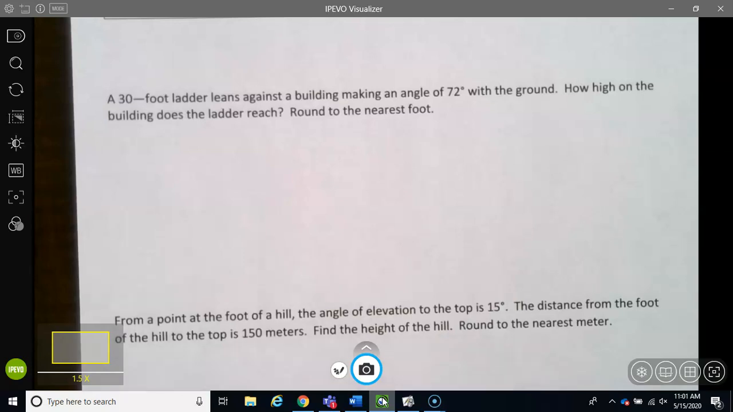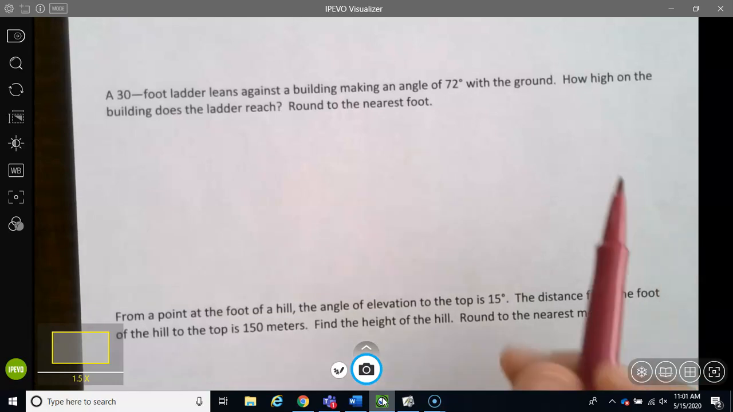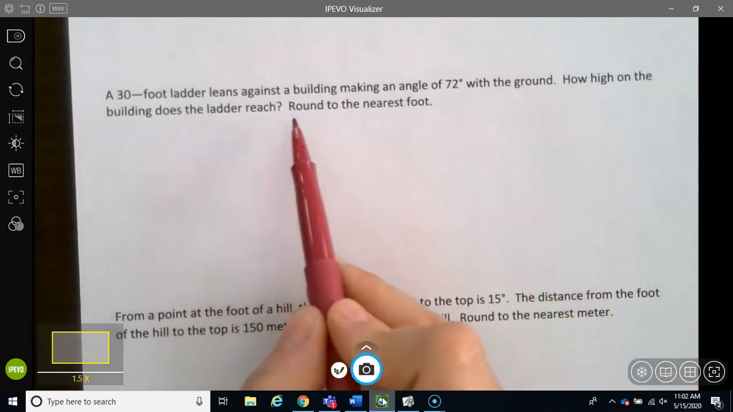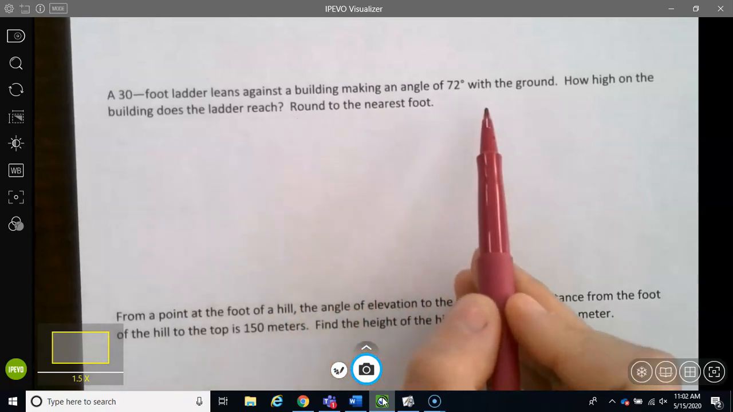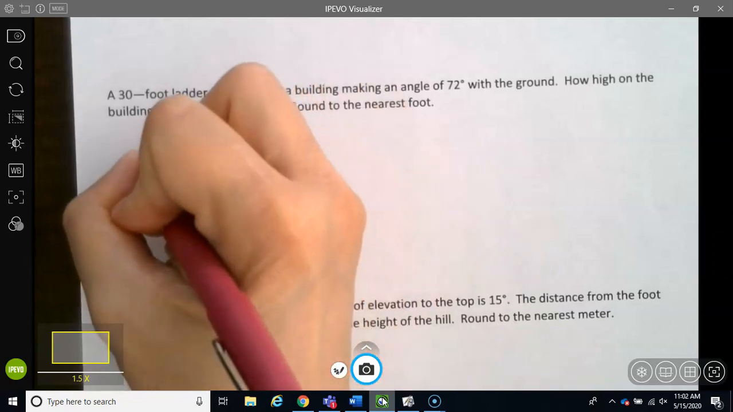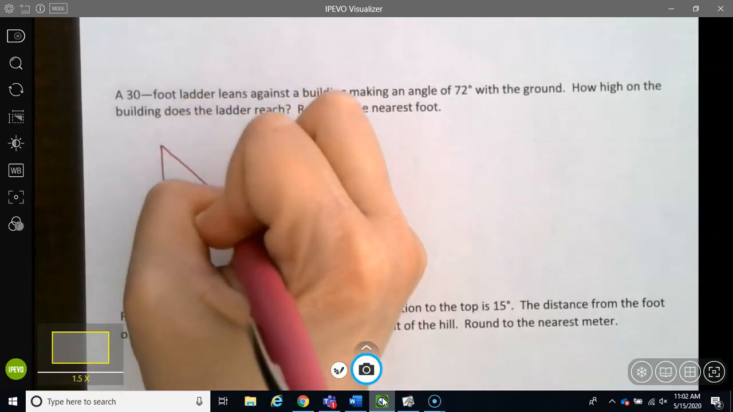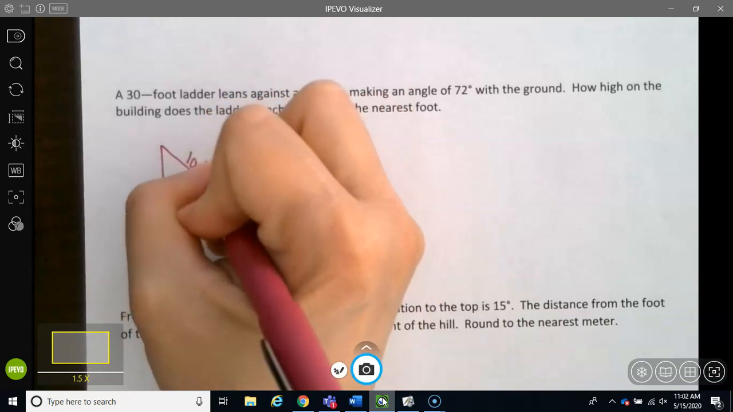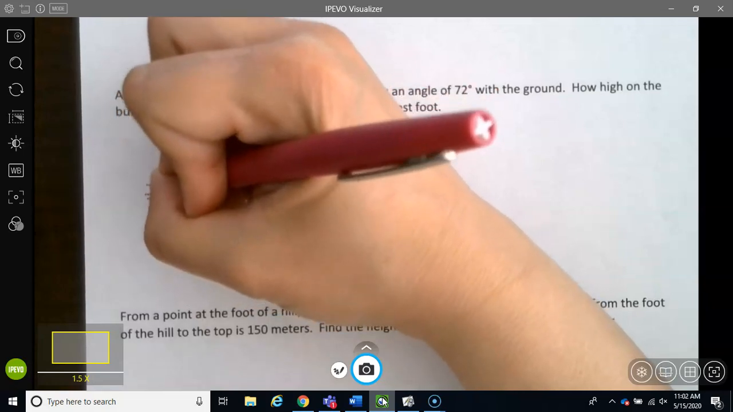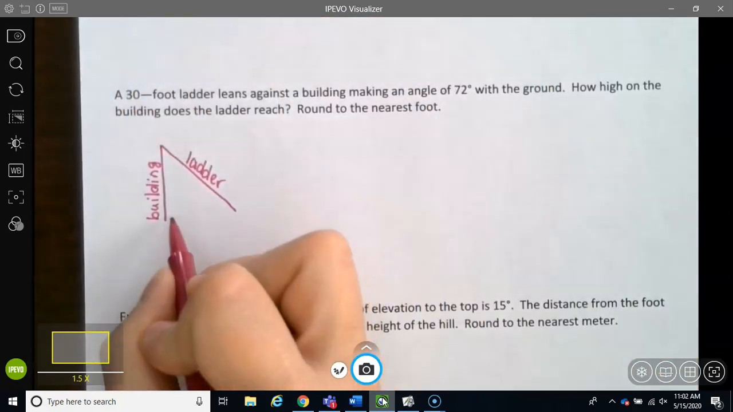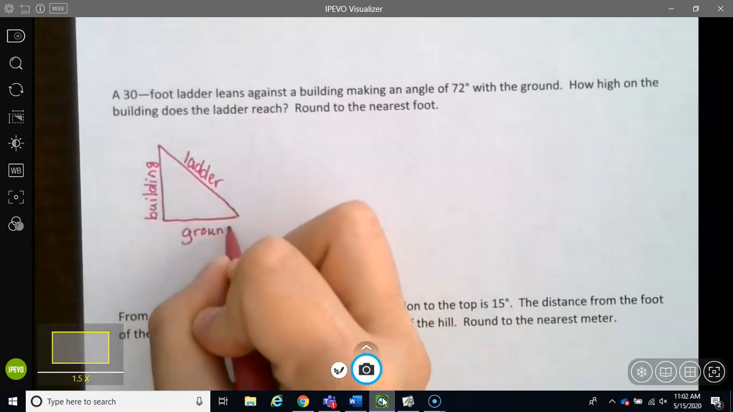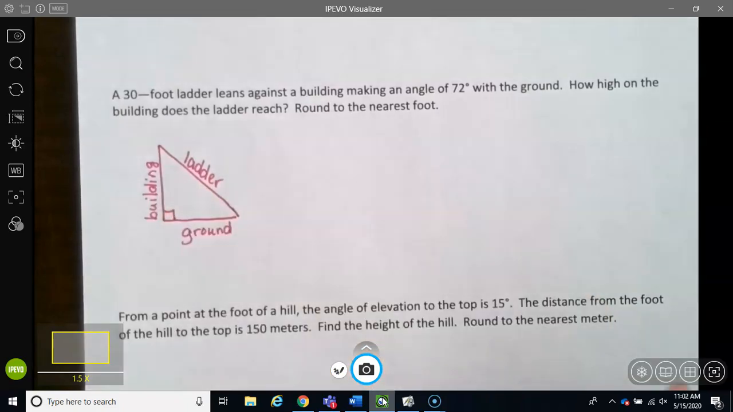But on this page, I only want to do that middle problem, the 30-foot ladder one. So it says, a 30-foot ladder leans against the building, making an angle of 72 degrees. So here's our building. Here's our ladder. And here's the ground. Where the building and the ground meet always makes a 90-degree angle.